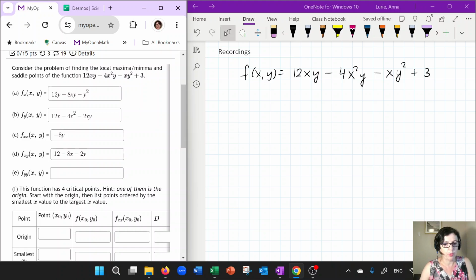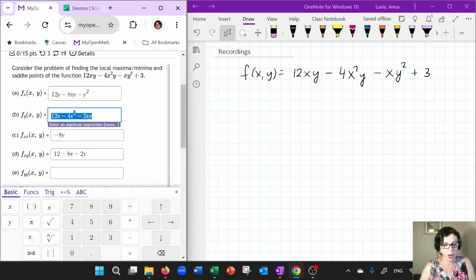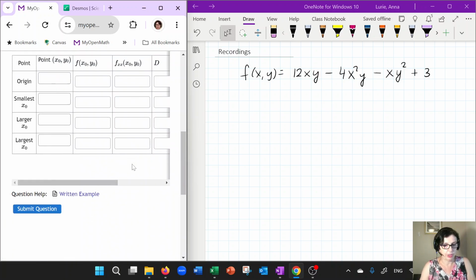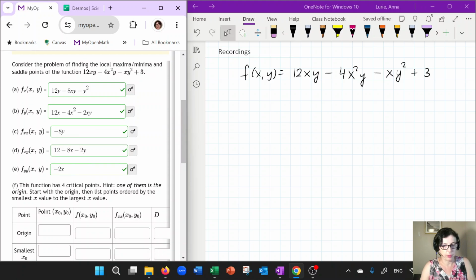Finally, fyy, we take this with respect to y, so 12x has no y, that'll be 0. 4x squared has no y, that'll be 0. And 2xy will become negative 2x. Okay, so that's it. So let's see if I can check that part, because I don't want to move on until that's correct.